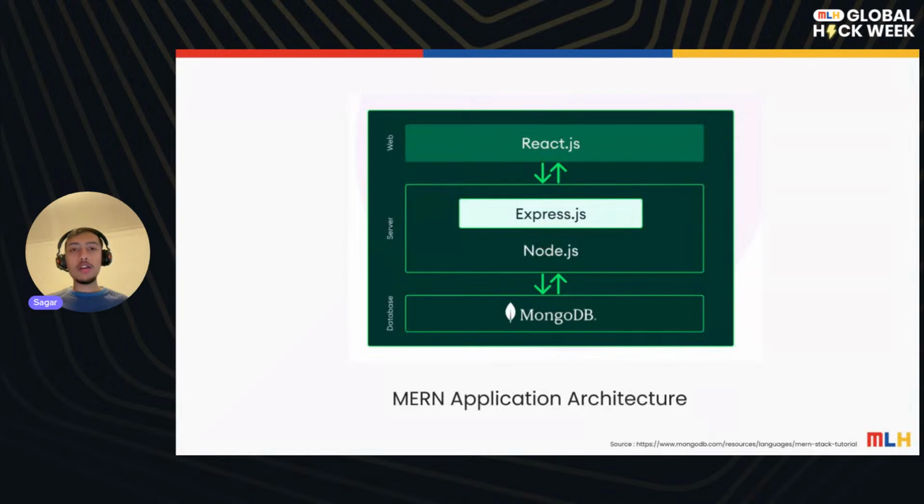And also briefly talking about the MERN application architecture that we are going to use today. So MERN, if you don't know already, stands for the MongoDB, Express, React, and Node.js stack. MongoDB is used as the database. It's a NoSQL database that we are going to use today for our demo application. So that's the MongoDB layer.